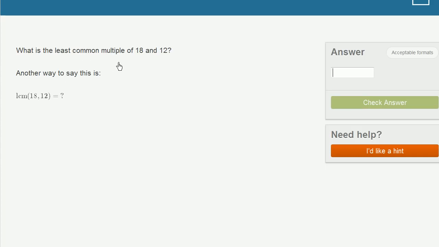What is the least common multiple of 18 and 12? And they just state this with a different notation. What's the least common multiple, or the least common multiple of 18 and 12 is equal to question mark. So let's think about this a little bit. There's a couple of ways you can think about it. So let's just write down our numbers that we care about. We care about 18 and we care about 12.